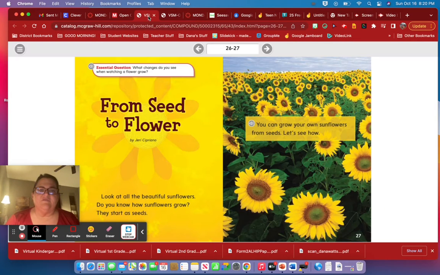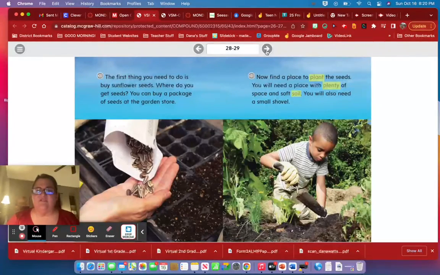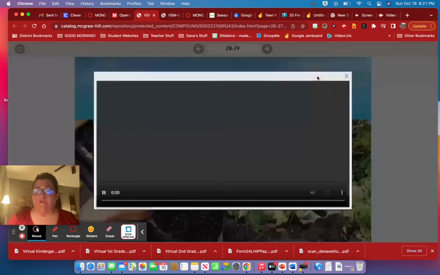So let's take a look at the first story you're going to do. I think it's today and tomorrow. From Seed to Flower. And you see that beautiful field of sunflowers, and right here on the 3rd or 4th page, you see all 3 of the vocabulary words that we're going to focus on from the first story. We've got plant, plenty, and soil. So I want to play those videos for you.